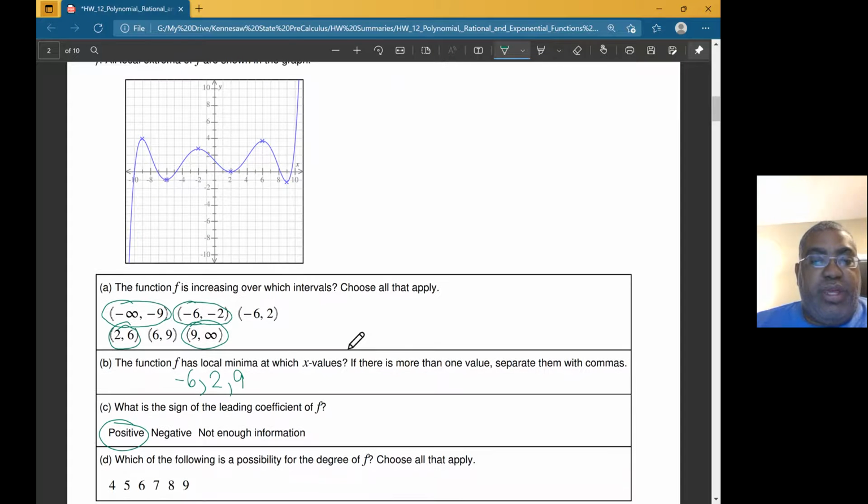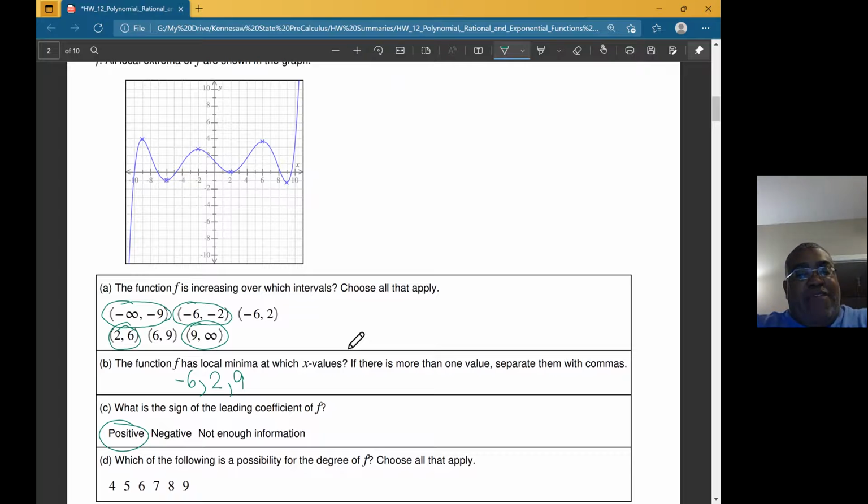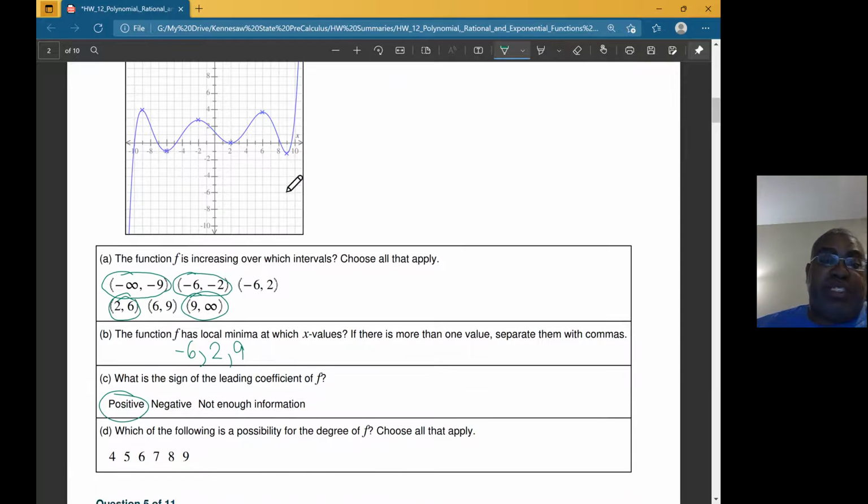Which of the following is possibly a degree of f? We look at the number of turns, and that gives the minimum degree. So 1, 2, 3, 4, 5, 6. So 6 is the minimum degree, but it's odd. So that means that it is 7 or 9. We know it's odd because one end goes to positive infinity and the other goes to negative infinity.